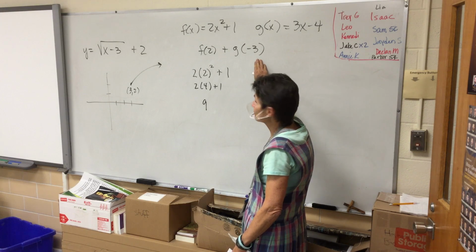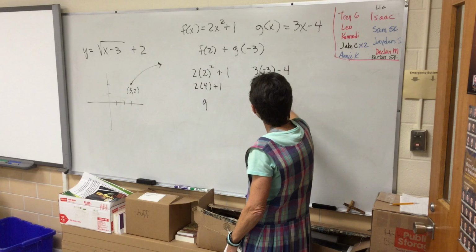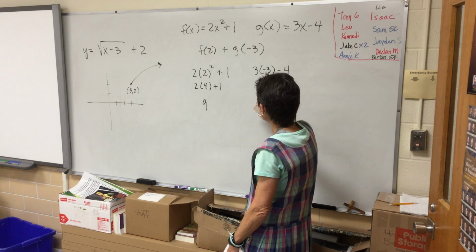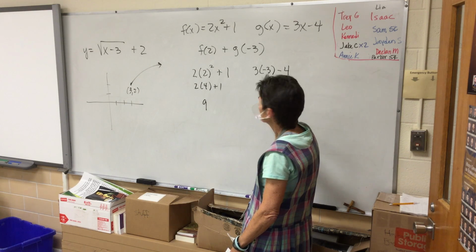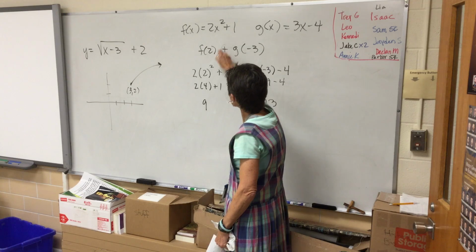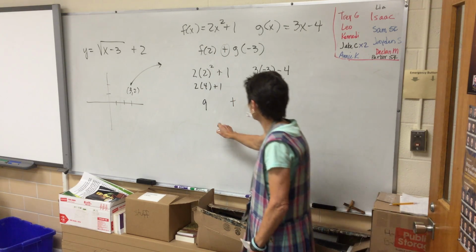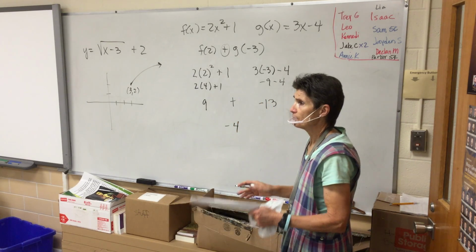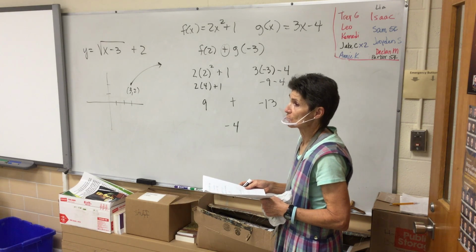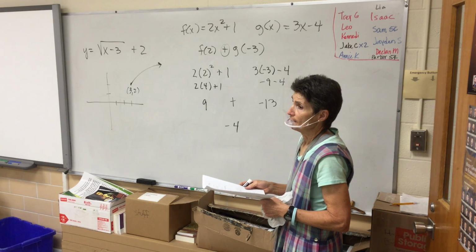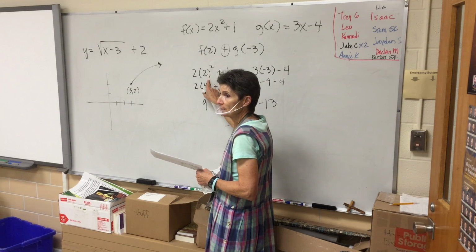Now g of negative 3. That'll be 3 times negative 3 minus 4. So negative 9 minus 4, negative 13. And I'm adding those according to the problem. So the answer would be negative 4. Now there is a lot of room in there for arithmetic errors. Please be careful. Make sure here especially, you square first, then multiply.